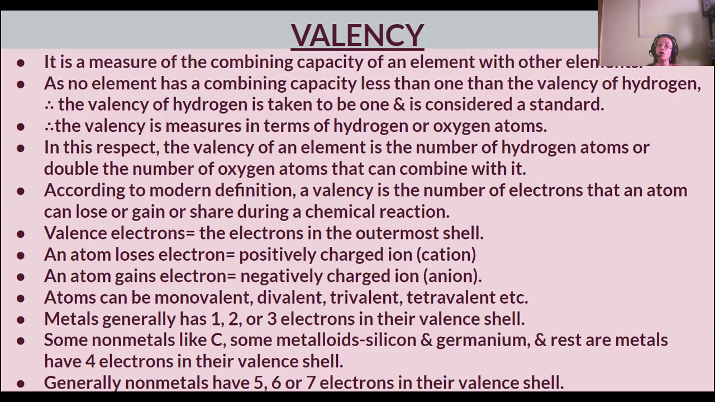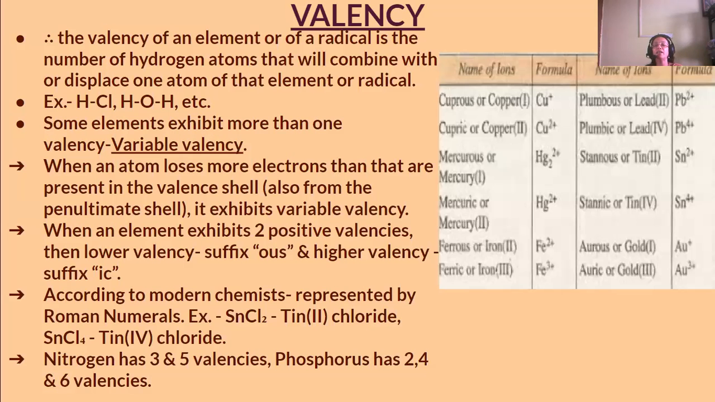Okay, and some non-metals, generally non-metals have 5, 6, or 7 electrons in their outermost shell. Next is the valency, and the noble gases, they have 8 electrons in their outermost shell. Now, the valency of an element or of a radical is the number of hydrogen atoms that will combine with or displace one atom of that element or radical. HCl, HOH, that is H2O, and so on.